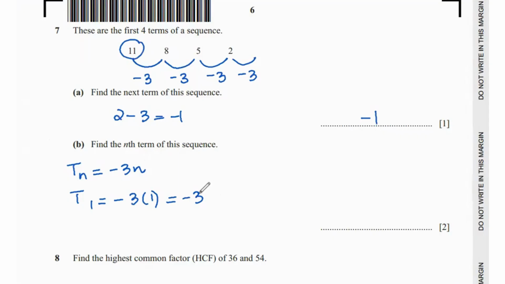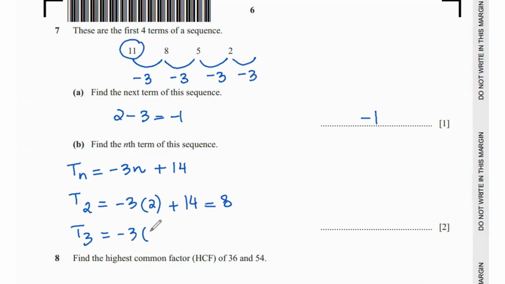Now obviously, first term is 11 over here, not -3. How can we turn the -3 into 11? We can do that by adding 14 to it. So now, if we use -3n plus 14, the second term would be -3 times 2 plus 14, and that is 8. Third term would be -3 times 3 plus 14, and that's 7. So which means -3n plus 14 is our nth term.